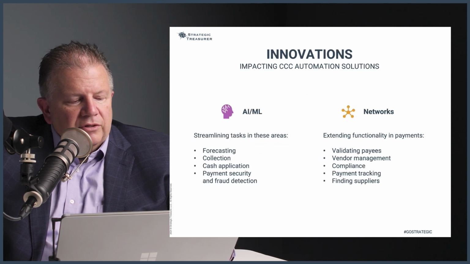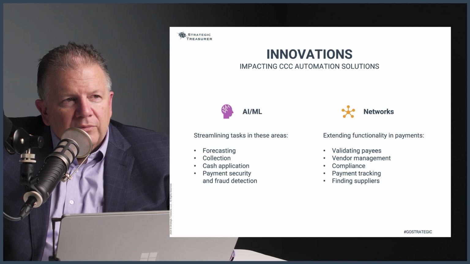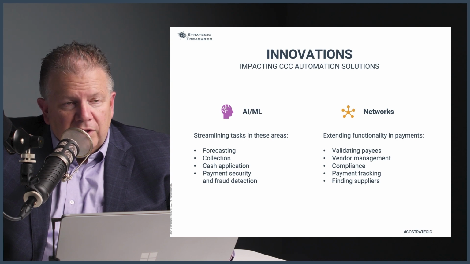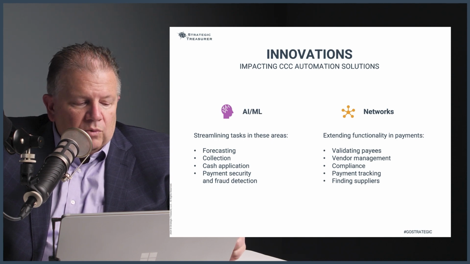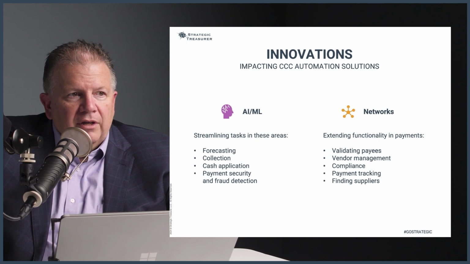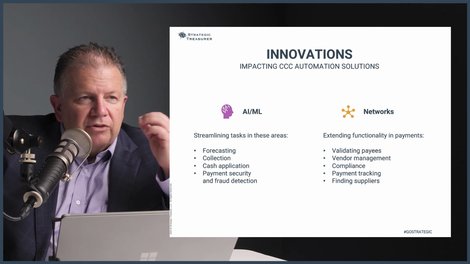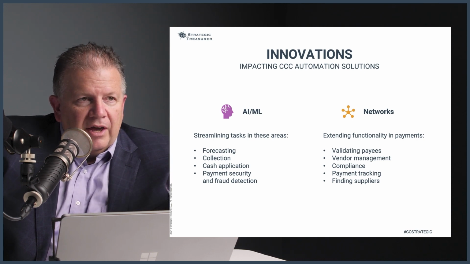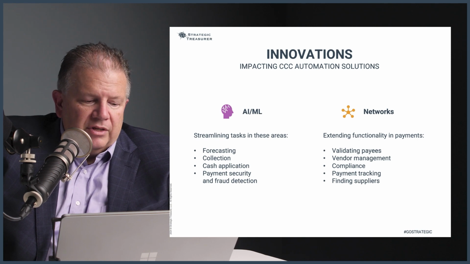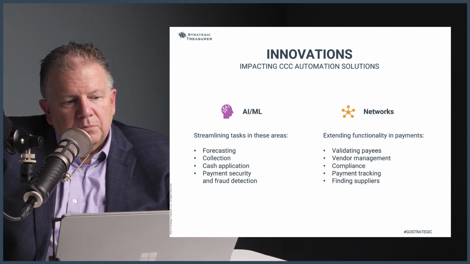So what are some of the innovations that are happening? We've got AI and machine learning as well as networks. With AI and machine learning, you can see things like forecasting, cash application, collection, payment security, and fraud detection. You're asking, how do these innovations help the cash conversion cycle? Those are some of the areas it helps, but how does it work?